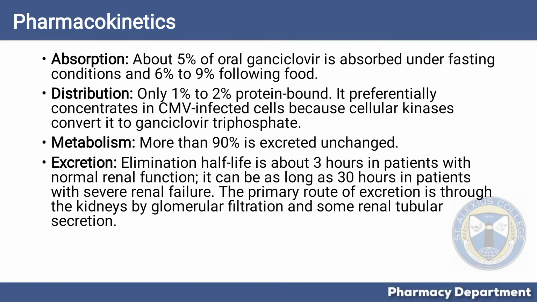In pharmacokinetics, for absorption, about 5% of oral ganciclovir is absorbed under fasting conditions and 6 to 9% following food. Distribution, only 1 to 2% protein bound. It preferentially concentrates in CMV infected cells because cellular kinases convert it to ganciclovir triphosphate. Metabolism, more than 90% is excreted unchanged.